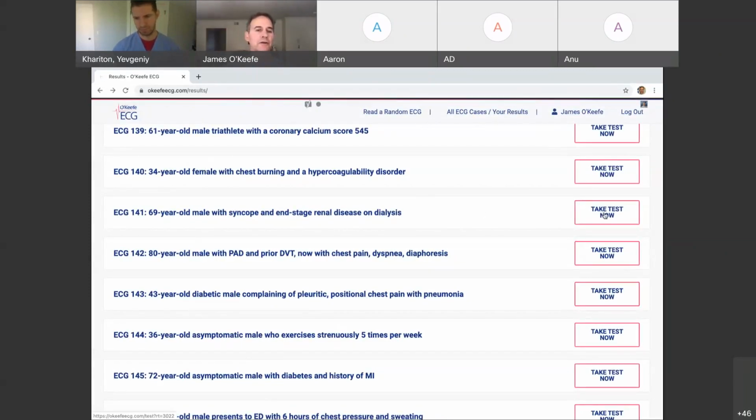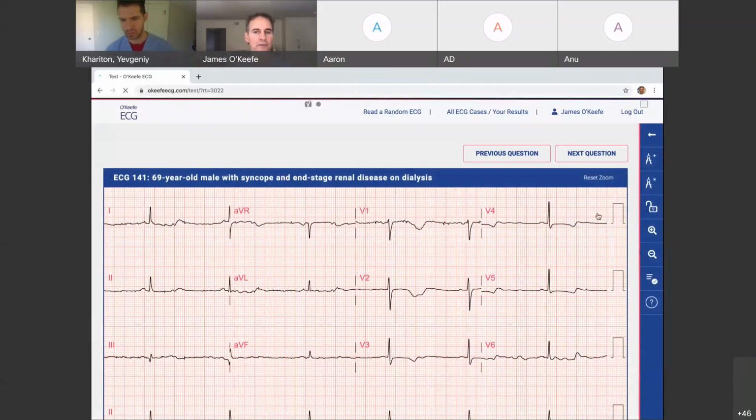Okay, so here's a 69-year-old male with syncope. He's got end-stage renal disease. He's on dialysis. Comes in with syncope.